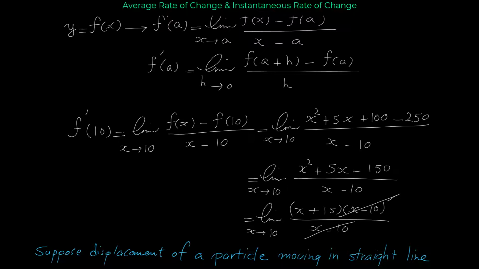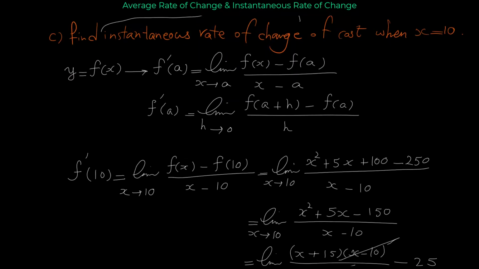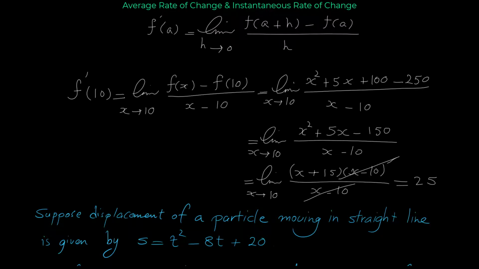Now that x minus 10 from the numerator and x minus 10 from the denominator are cancelled, if we plug in 10 here, the limit would be 10 plus 15, which is 25. So the instantaneous rate of change of cost when x is 10 equals 25.